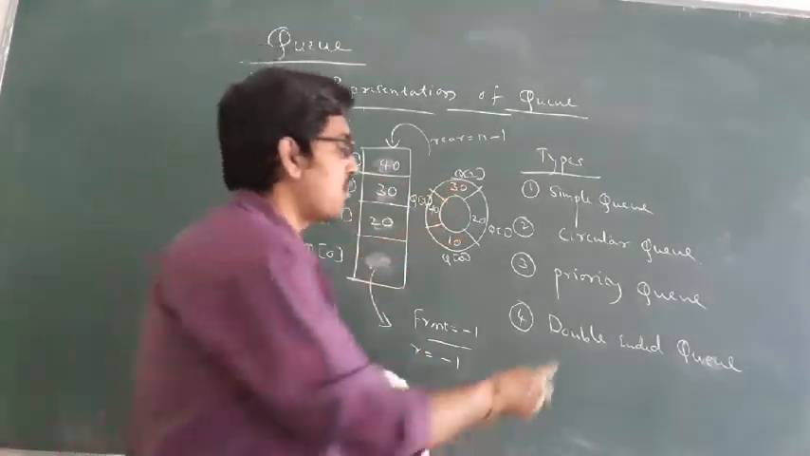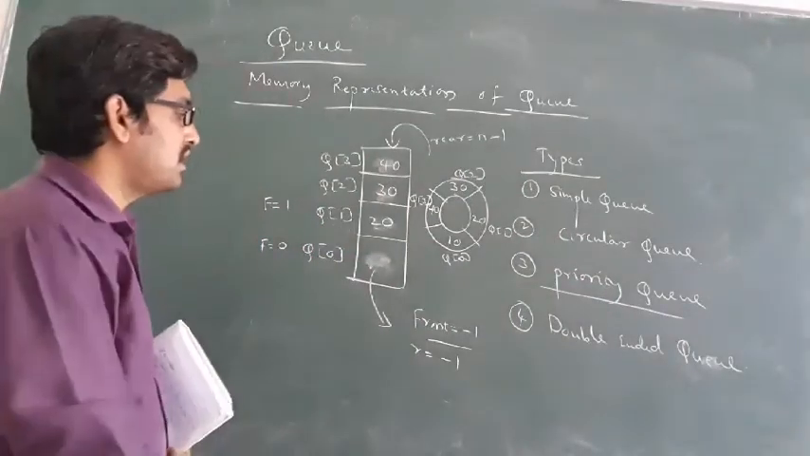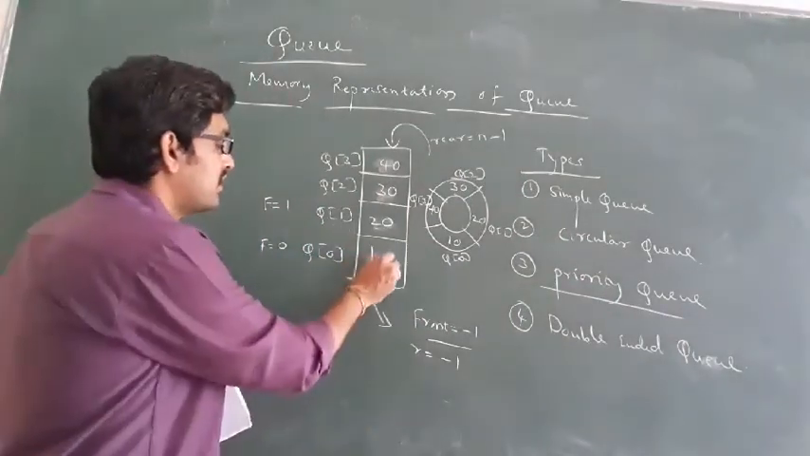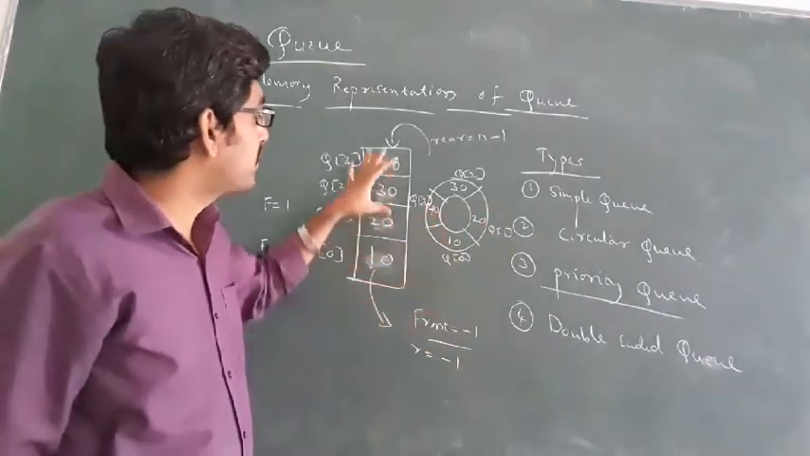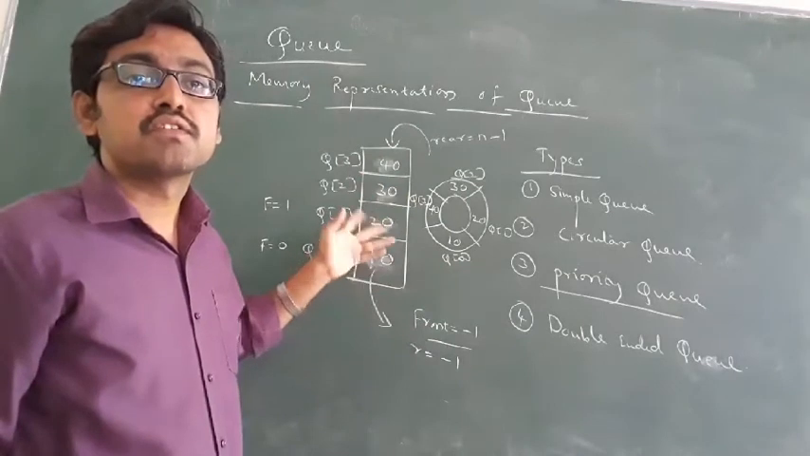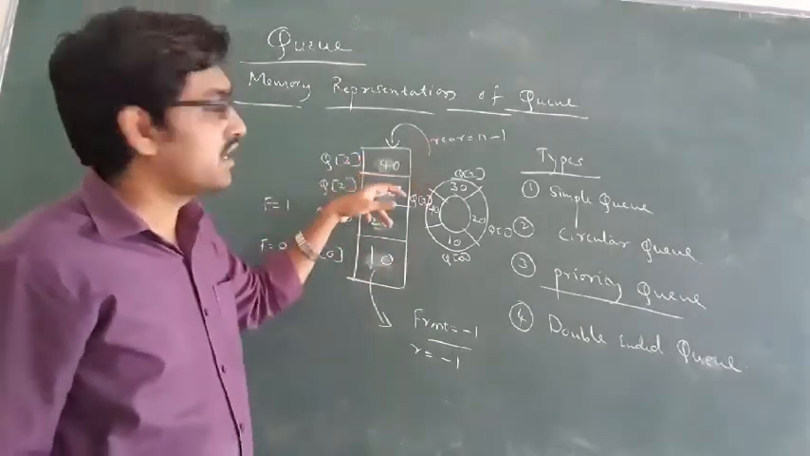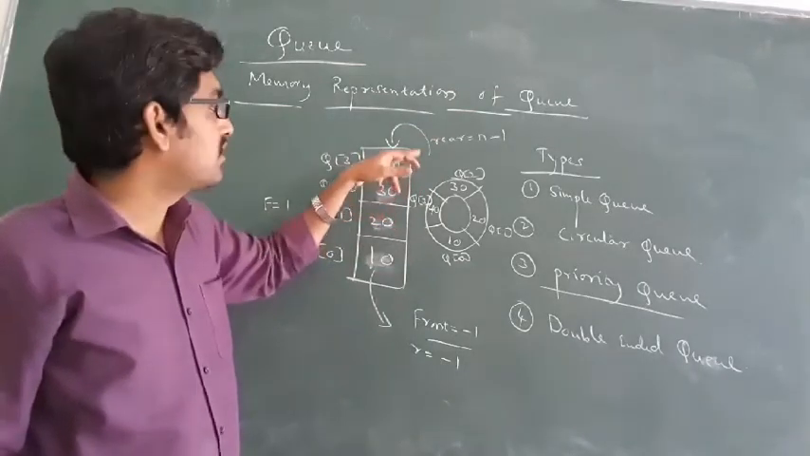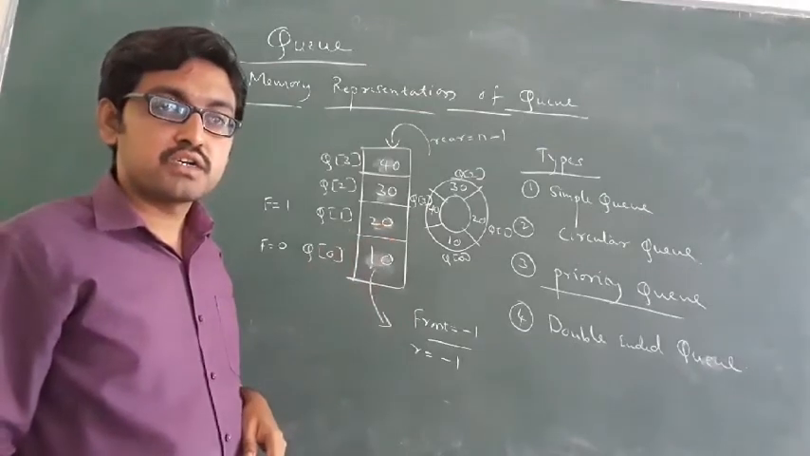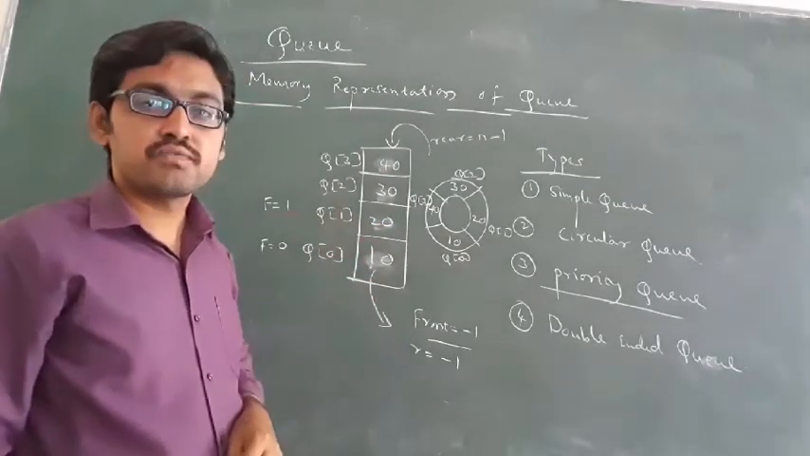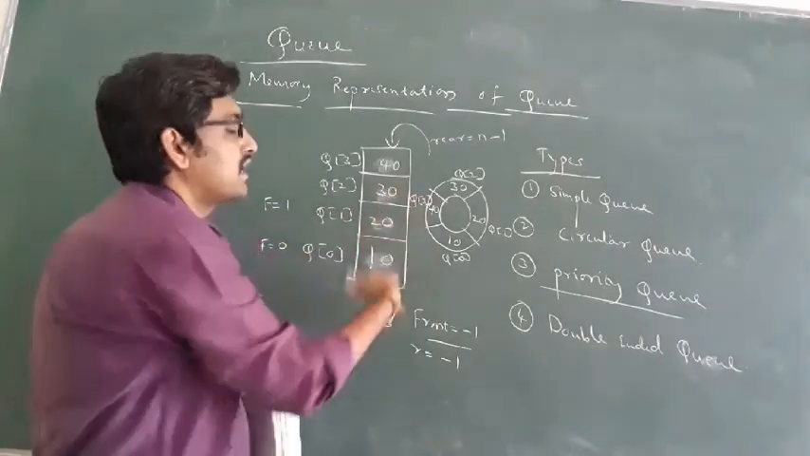Then the next one is a priority queue. What is priority? Priority queue means it depends on its priority, depends on its preferences. You can insert and delete elements. Not like what I am telling you: insert from here, then delete from here one by one. But in a priority queue, depending on its priority, you can insert and delete the element.